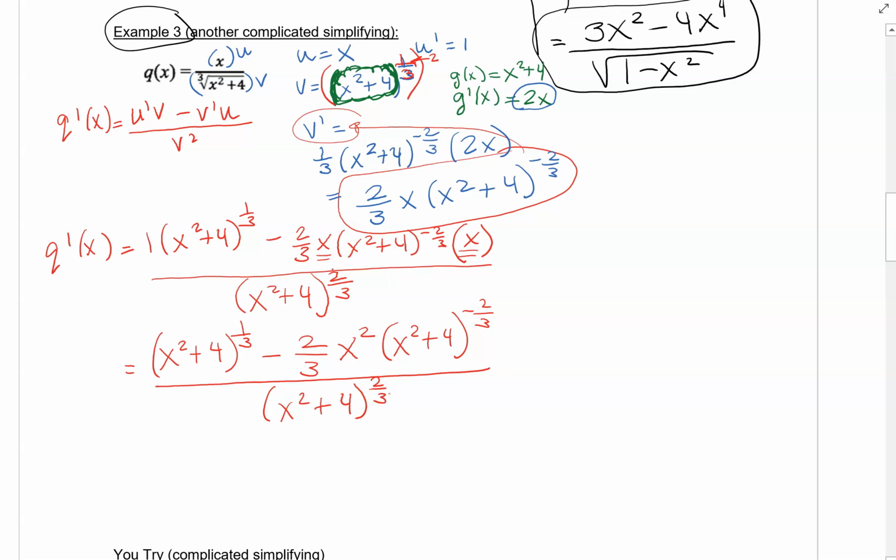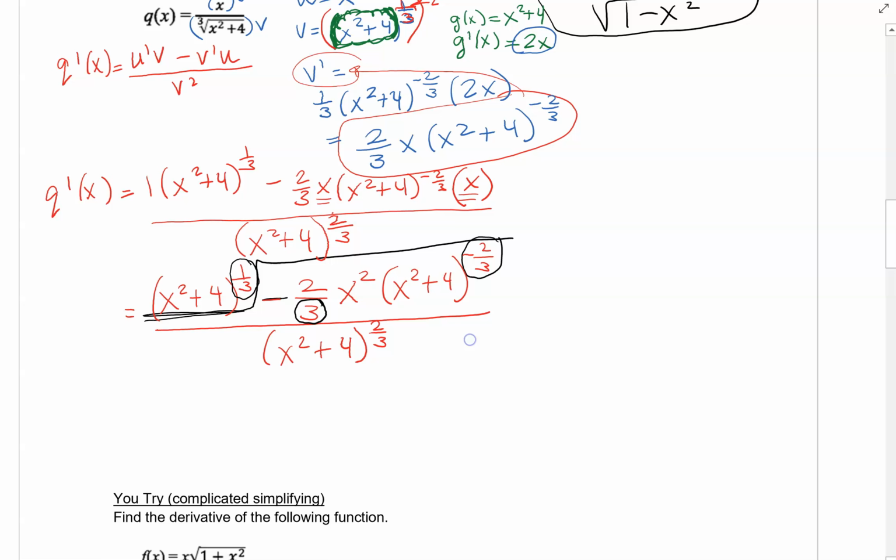So I don't know if you're noticing it, but again, I have this situation where I've got these two parts separated by a subtraction. One of them has a positive exponent, one of them has a negative exponent, and also a denominator. So what I'm going to do is factor out the denominator of 3 and the expression to the negative exponent. So I'm going to leave the denominator the same, and in the numerator, I'm going to factor out a 1/3 times x squared plus 4 to the negative 2/3.